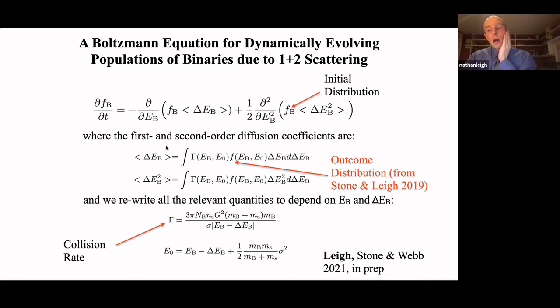We integrate into our model a Fokker-Planck formalism and couple the single binary interaction evolution to that of the host cluster. And as before, in order to calculate our diffusion coefficients, what we needed is our probability density function from Stone and Leigh 2019 to build the model.